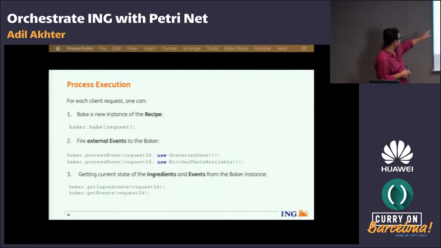And then we can initiate some external events, like groceries is done, kitchen tools are available. When these events are raised, then it starts executing all the steps one by one. So all the transitions start firing, and we can check at what state our current process is in by taking a look at all the events that have already been fired, and by looking at the ingredients that are already provided in the system or generated from the system.